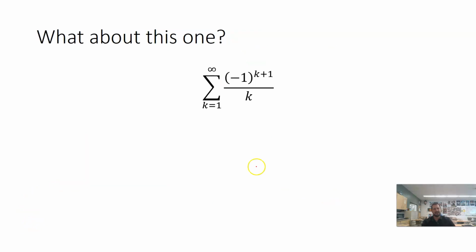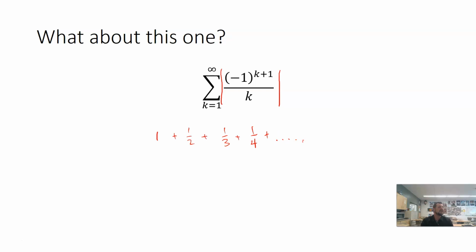Let's take a look at another one. Okay? I look at this and I can see that this is the alternating harmonic series. We learned last time when we were talking about alternating series that this series was indeed convergent. But if I put absolute values around it, what that does, again, is I get 1 plus 1/2 plus 1/3 plus 1/4. That is just the harmonic series, which we have learned is divergent.